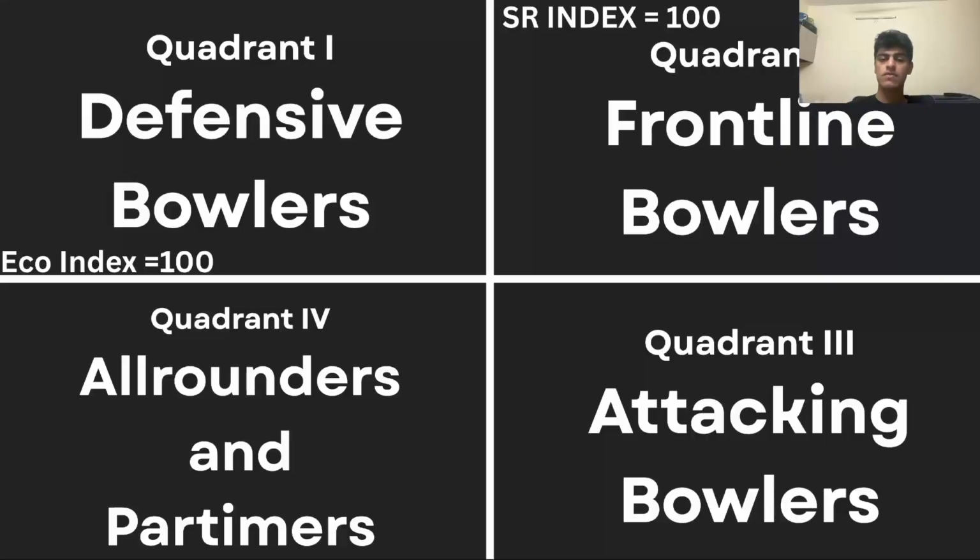On the opposite side of quadrant 1 is quadrant 3, attacking bowlers who are the exact opposite. They have a high strike rate index but a low economy index. These bowlers don't mind giving a few extra runs if it means they can come in and take wickets.